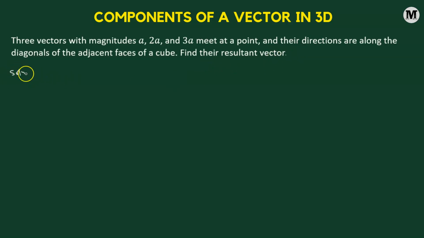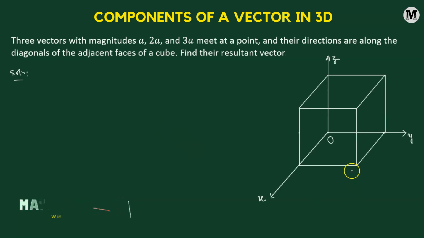So here we will consider a cube of unit length. That means each side of the cube is going to be 1 unit. So here we have a cube. Now let's name the vertices of the cube. So we have A, B, C, D, E, and F.